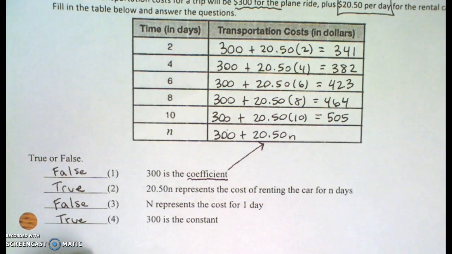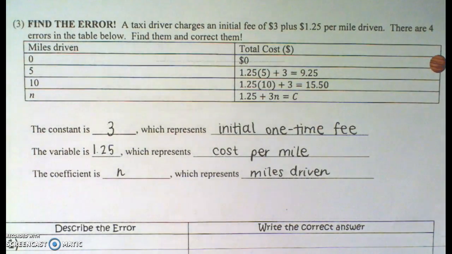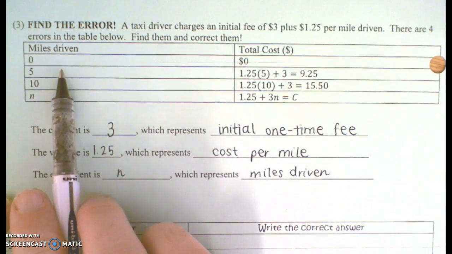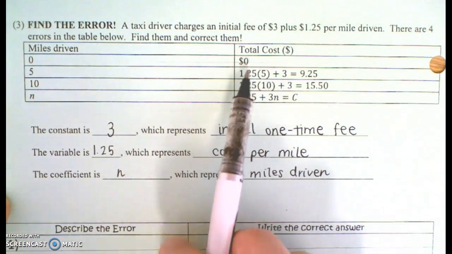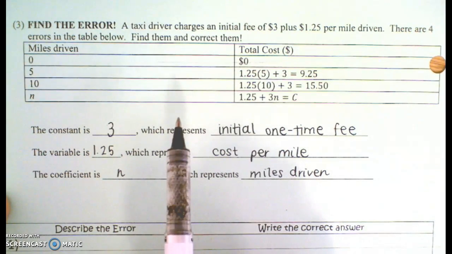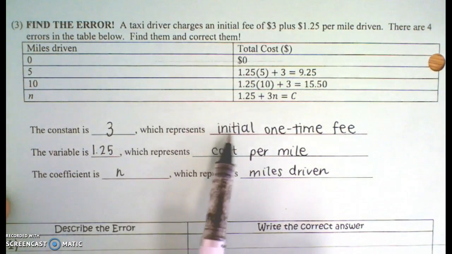Alright, let's flip it over to the back. For this one, we have a completed table and some analysis, and there's a couple errors. So it says find the error. A taxi driver charges an initial fee of $3 plus $1.25 per mile driven. There are 4 errors in the table below. Find them and correct them. So we have miles driven, 0, 5, 10, N. We have the total cost being $1.25 times the number of miles plus $3 for the fee. It says the constant is 3, which represents the initial one-time fee.